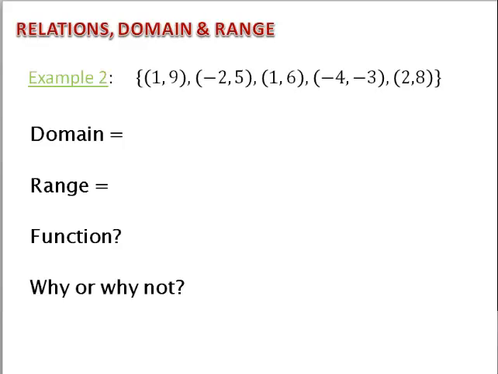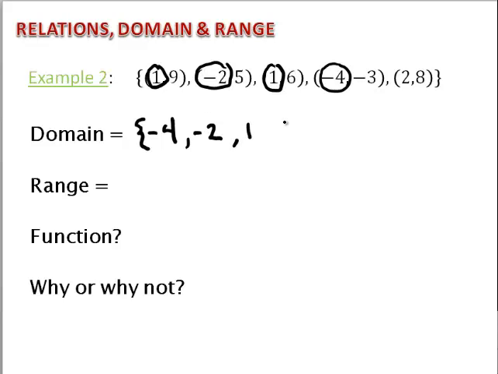I've given you this relation, and we want to know what the domain is, what the range is, is it a function, and if it is, why. If it's not, why not. So for the domain, we're just going to list all the x's from least to greatest. There's the first one, -4. There's the next one, -2. There's the next one, 1. And you'll notice that's repeated again. And then the last one is 2.